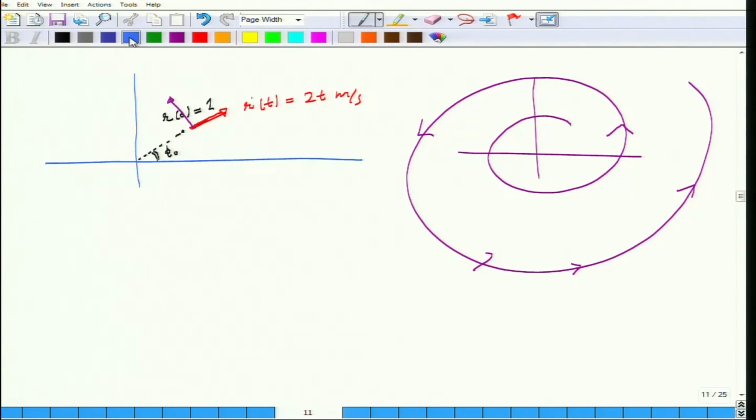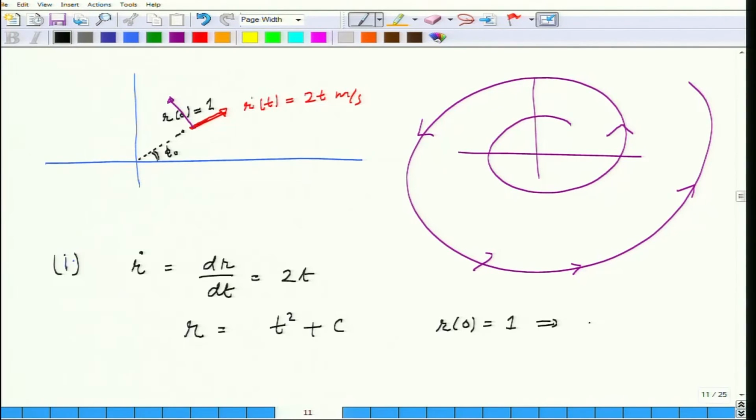Now what I want to find is 1, r as a function of time, so I am given r dot which is equal to dr by dt is equal to 2t, and therefore r is going to be equal to t square plus some constant, but I am given r(0) is equal to 1, which immediately gives me that 1 equals 0 plus c, or c equals 1. So r as a function of time is given as 1 plus t square meters. That is part 1.